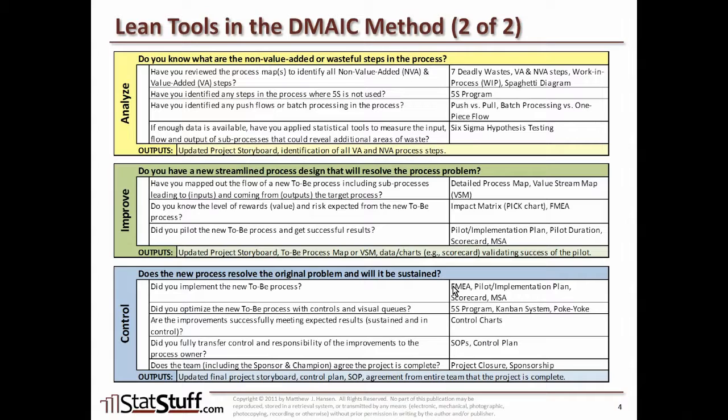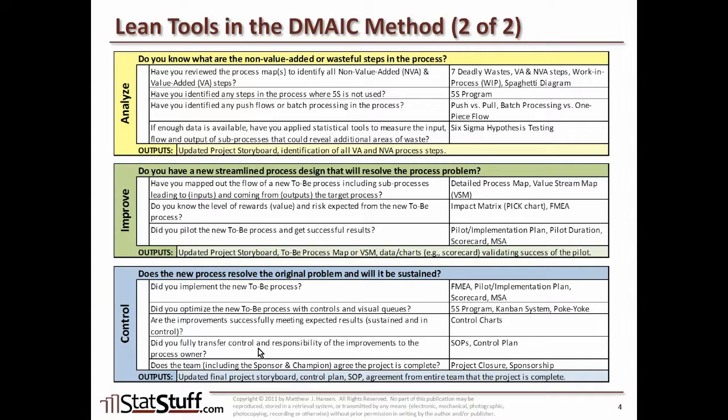And again, you might use some of these tools to help as part of that. And next question, did you optimize the new 2B process with controls and visual cues? Well, this is where you want to account for several areas to make sure the process is optimized as best as possible, like using a 5S program or implementing as needed Kanban system or Poka-yoke as part of it. The next question is, are the improvements successfully meeting expected results? That is, are they sustained, and are those results in control? Well, this is where you might want to apply some control charts to help monitor that, to make sure those processes stay in place and that they're successful.